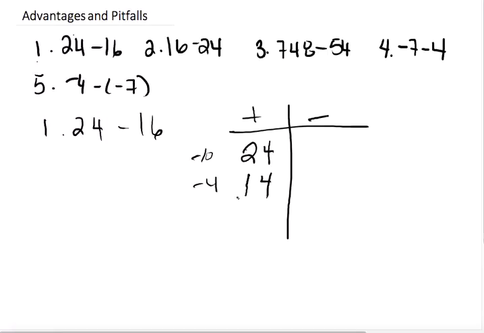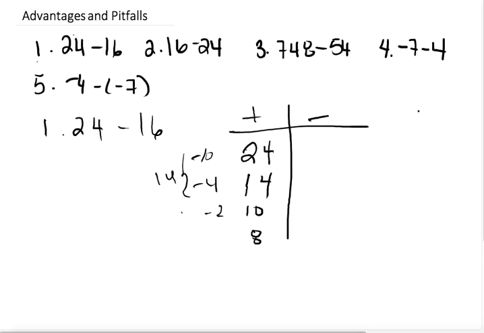So minus 4 brings us down to 10. And then here we have 14 taken away, so we still need to take away 2 more. So I take away 2 more, and I have 8.